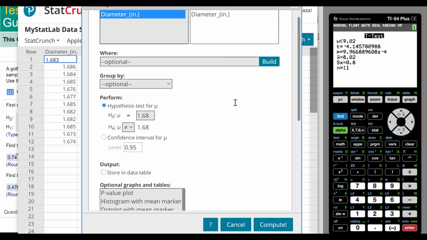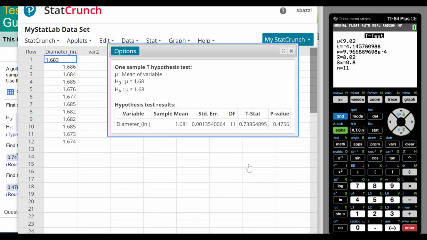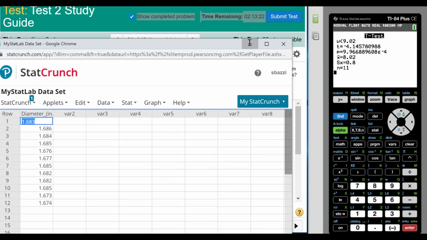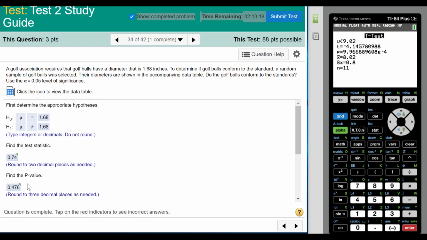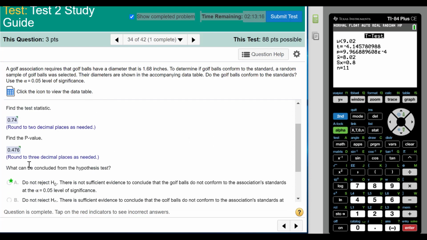Probably you don't see the compute button, but it's right here. Just hit compute. And here's the test statistic. It's 0.7385 and the p-value is 0.4756. So let me just clear this and show you. These are the values. I'm going to clear that. 0.476, as you notice, the p-value.